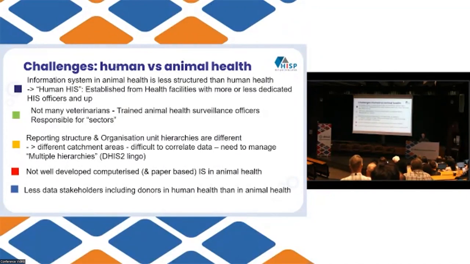You have trained animal health surveillance officers that are responsible for so-called sectors. I'll come back to that. And the problem is, of course, that the structure of reporting, the hierarchy, as we call it in the DHIS2 lingo, is different between the two sectors. So it's difficult to correlate data. So you need to manage multiple hierarchies, to continue in the DHIS2 lingo. So that is a challenge. And the paper-based system and the computer-based system are not well developed. And also there are fewer stakeholders, including donors, etc., that are interested in animal health as compared with human health.